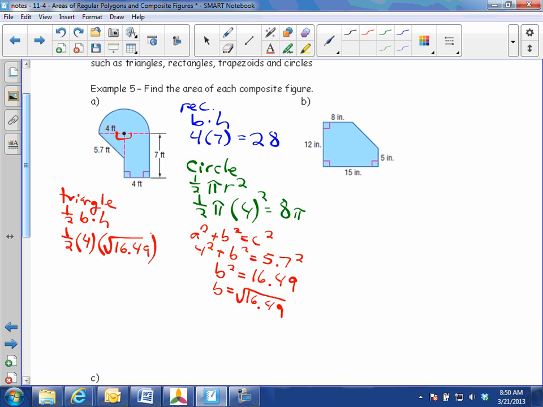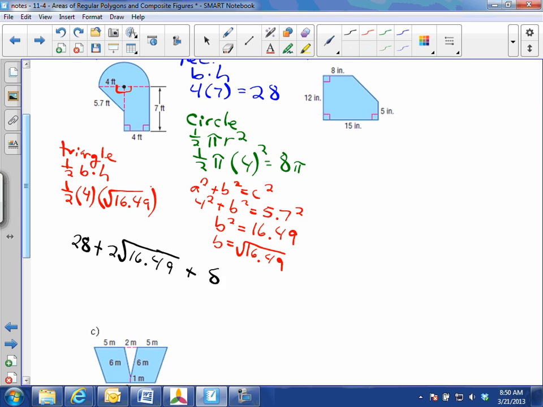Alright, so since we found the area of each piece, if I'm going to find the area of the whole figure, all we have to do is add them all together. So we're going to take the area of the rectangle, which is 8, plus the area of the triangle, which we could simplify as half times 4 equals 2, so it'd be 2 times the square root of 16.49, plus the area of the circle, 8 pi. If they wanted us to have an exact answer, that would be our answer.